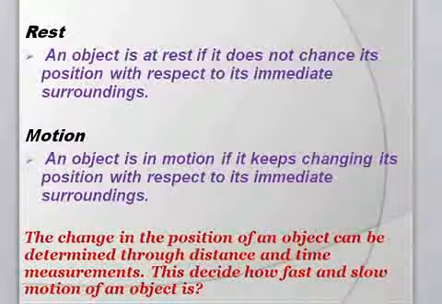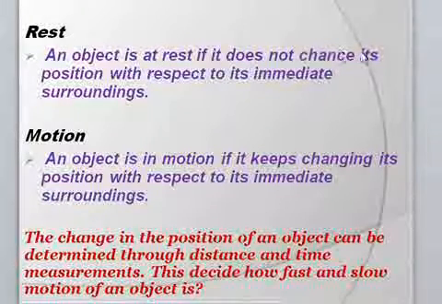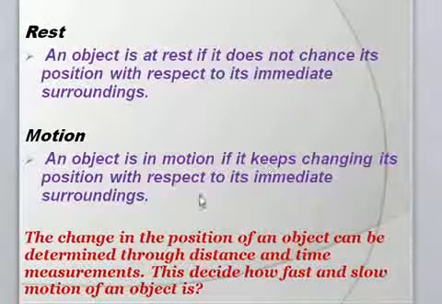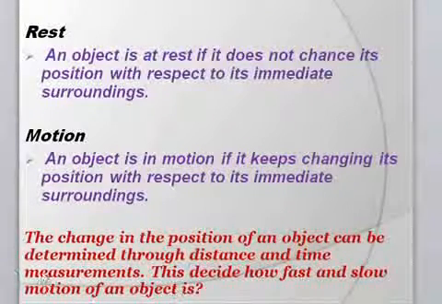It is the change in the position of an object with respect to its surroundings which helps us to decide whether a given object is at rest or is in motion. So we say that an object is at rest if it does not change its position with respect to its immediate surroundings. An object is in motion if it keeps on changing its position with respect to its immediate surroundings. So, the change in the position of an object can be determined through distance and time measurements. This decides how fast or slow the motion of an object is.